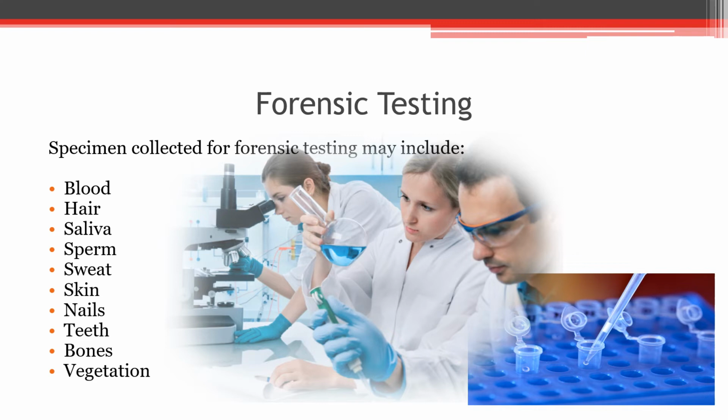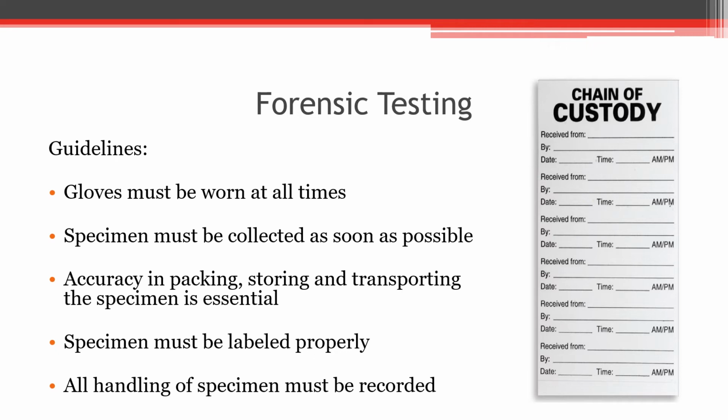Specimens collected for forensic testing may include blood, hair, saliva, sperm, sweat, skin, nails, teeth, bones, vegetation. Guidelines: Gloves must be worn at all times. The specimen must be collected as soon as possible. Accuracy in packing, storing, and transporting the specimen is essential. The specimen must be labeled properly. All handling of specimens must be recorded.